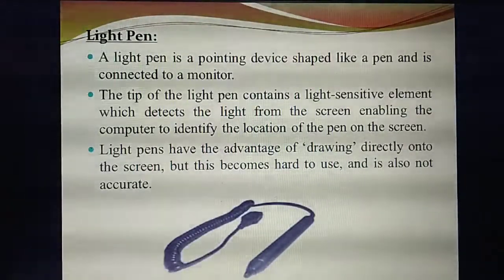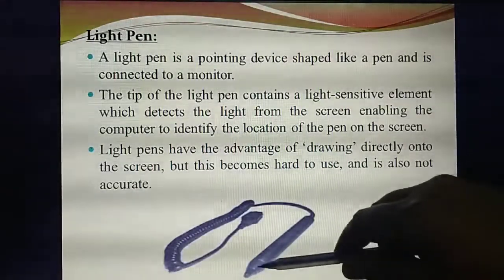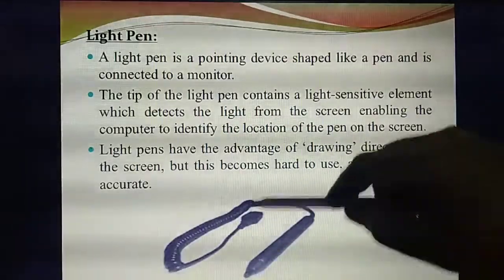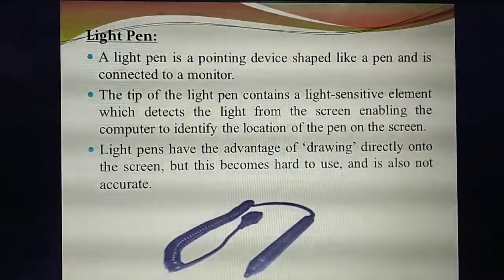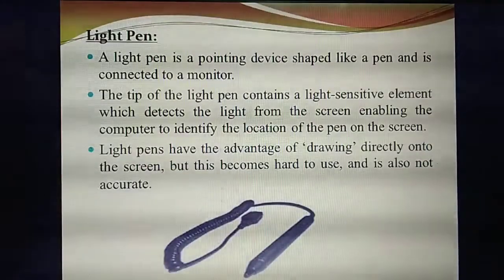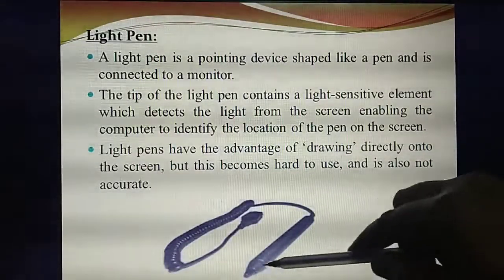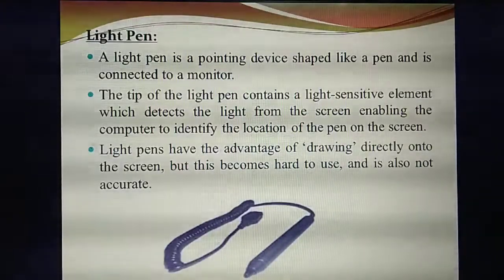Which device? Light pen. How does it work? See, this is the tip, the pointing portion. The tip contains a small light sensor, that is why it is called a light pen. So a light-sensitive element is present at the front of the pen.